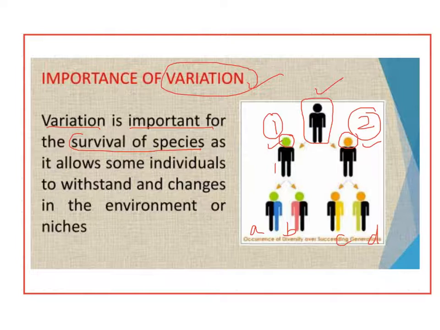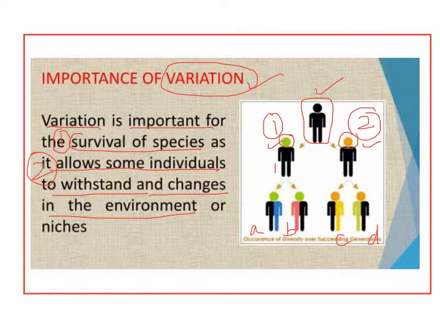Okay? So this is one characteristic. Secondly, it allows individuals to withstand the changes that are occurring in the environment. So because we are different from our parents, ठीक है, हम अपने parents से different हैं और हमारे बच्चे भी हमसे different होंगे. So that is why our abilities are also different.